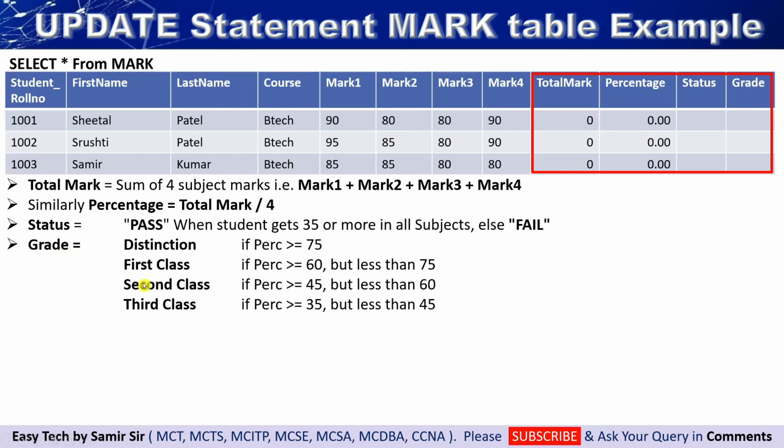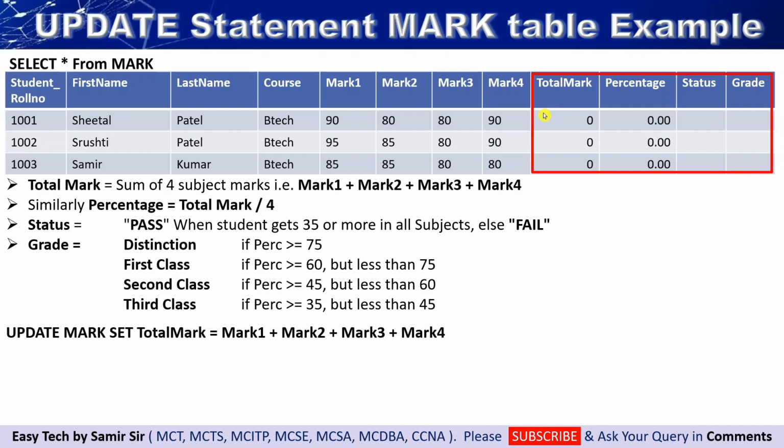So let's understand how to give the logic for the marks table. The first statement will be update mark, because we want to update the mark table now instead of the sales table. Now what we want to calculate is total marks. So set total mark is equal to, what will be total mark? It will be marks 1 plus marks 2 plus marks 3 plus marks 4. So once you give this command, MS SQL should calculate total marks for all the students.